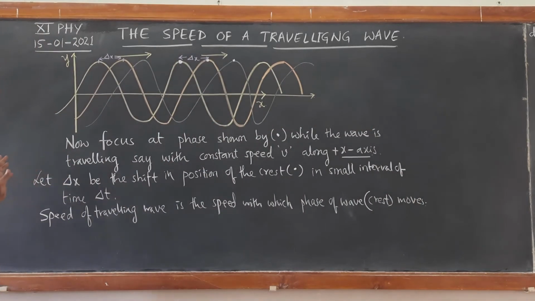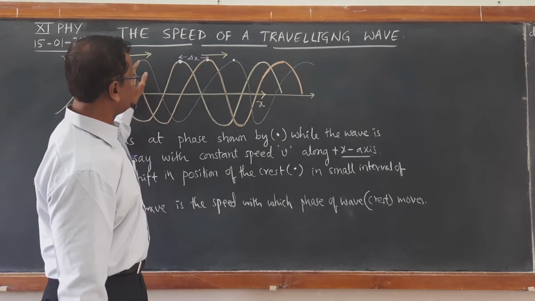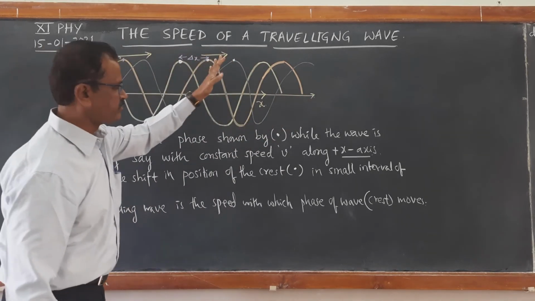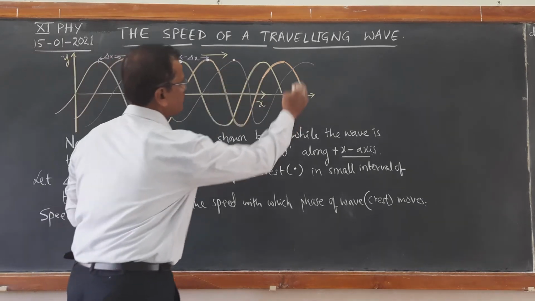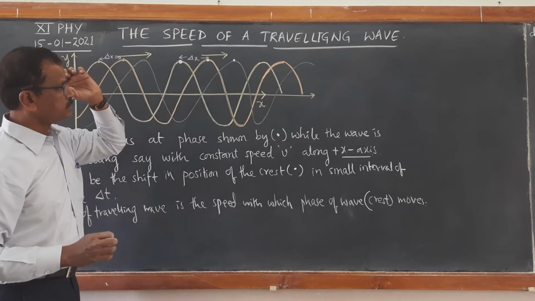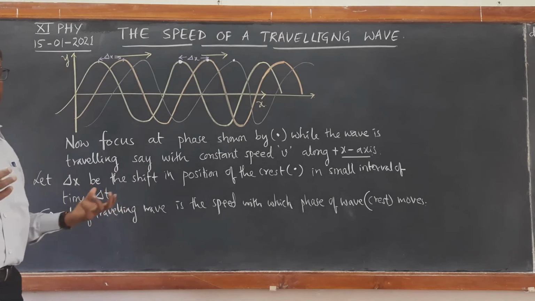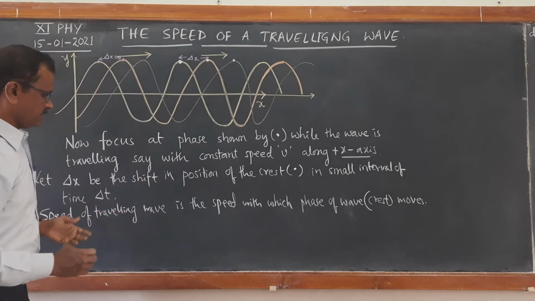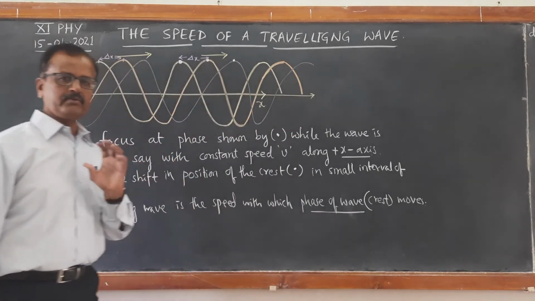Now remember, when the phase moves, it appears as if the crest is moving from one point to another point, followed by the next crest, followed by the next crest. That's how the pattern appears to be moving. That is what we call a progressive wave, and with the help of this consideration, we can find out the speed of a traveling wave. As I said, the speed with which the phase of the wave moves, the phase of the wave is taken constant.